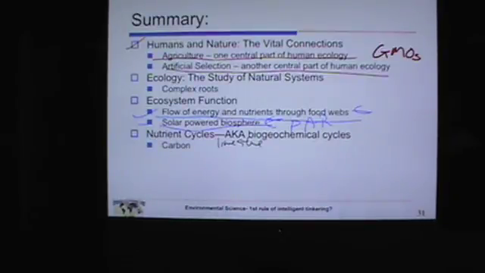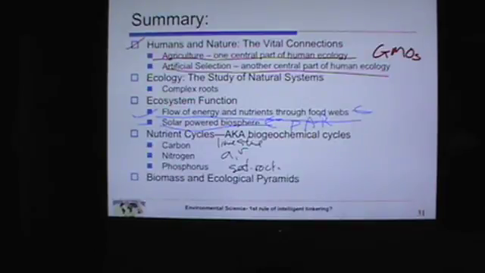Now, carbon. The carbon cycle we talked about. The primary storage form for carbon is in limestone. Nitrogen. The primary storage place for nitrogen is in the air, as nitrogen gas. 78% of the air we breathe is nitrogen gas. And then phosphorus, primarily found in sedimentary rock. We talked about biomass and ecological pyramids.